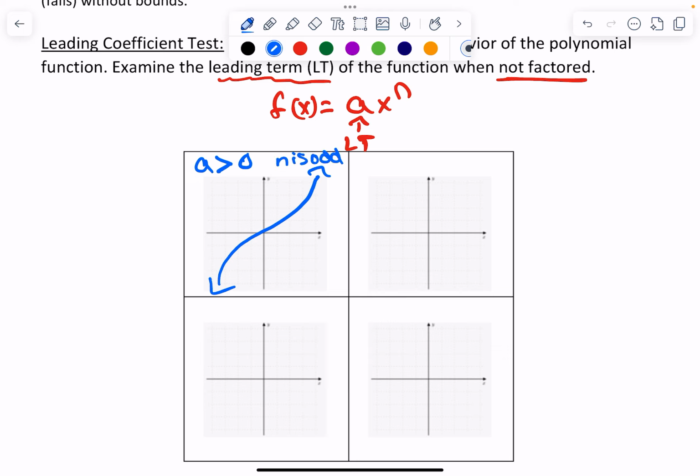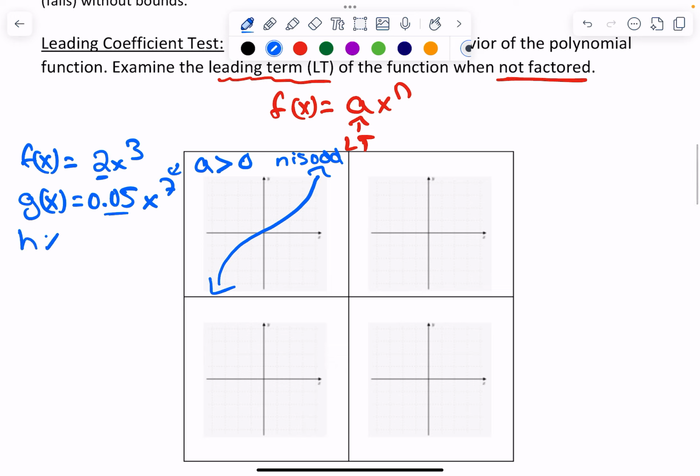So our examples for this one would be f of x equals 2x cubed. Again, a is greater than 0, the 2 is greater than 0. We could do g of x equals 0.05 x to the power of 7. Again, this is greater than 0, and our n, which here is 7, is odd. Another example would be 1/5 x to the power of 9. Again, the 1/5 is greater than 0. It is not a negative or a 0.